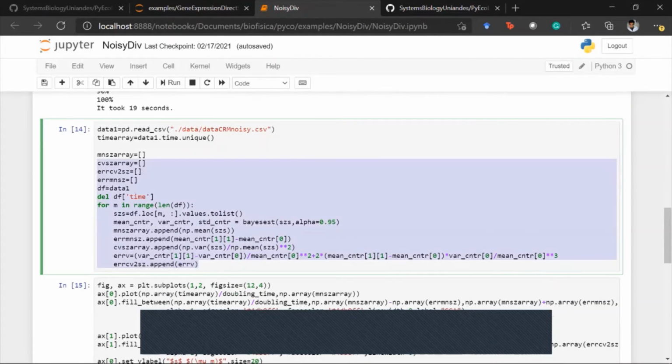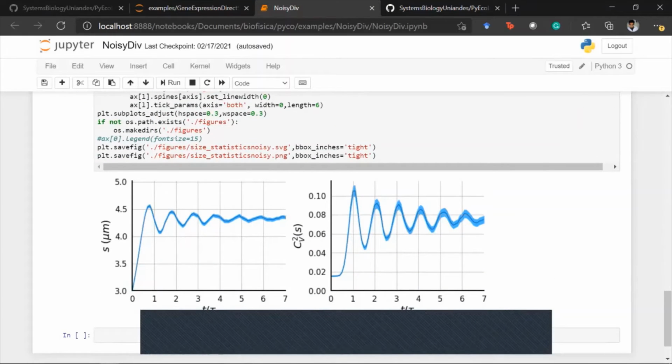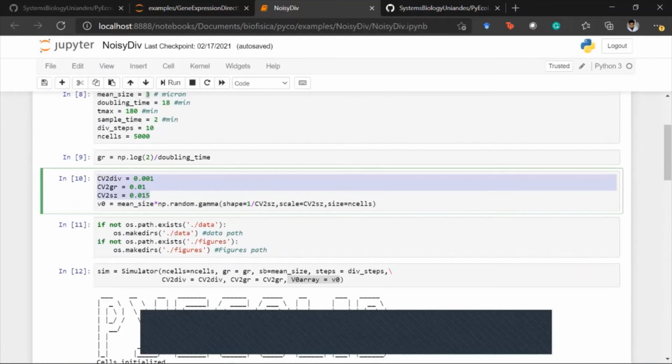Using this script, you can estimate the statistics, the mean and the CV squared of the size along the time, and what you get is this trend of the mean size along the time, which are damped oscillations, and the oscillations of the CV squared of the size along the time that are also damped, since we put this variability in the growth rate and division parameters.